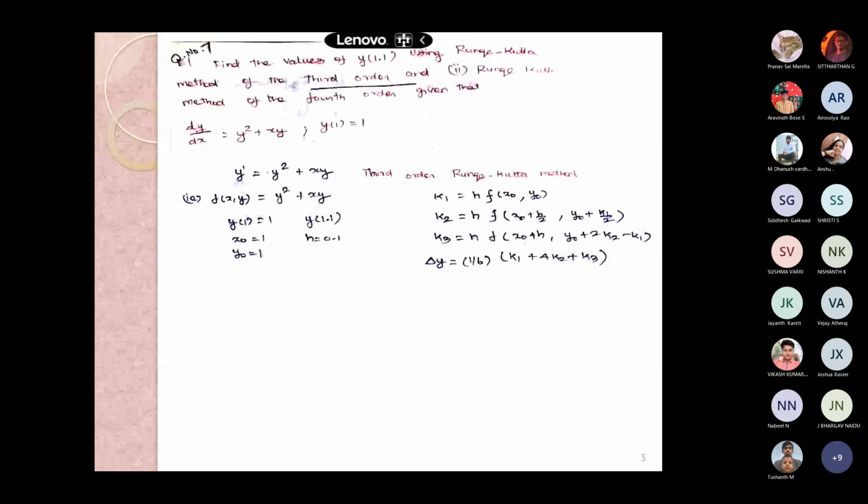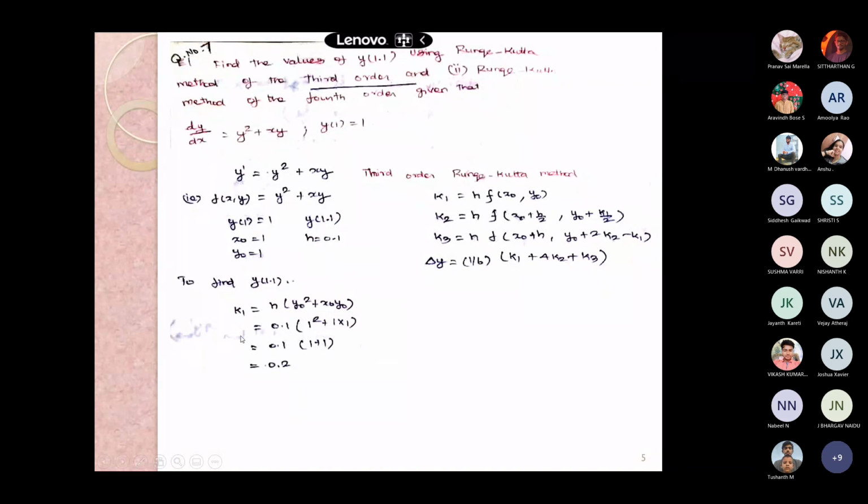To find y of 1.1, K1 is equal to h into y square, that is, h into f of x0, y0. So instead of the raw formula, we apply the values with suffix 0 and 0: y0 power 2 plus x0 into y0. We know the values of the initial boundaries, 1 and 1. H is also known. So the value of K1 is calculated as 0.2.